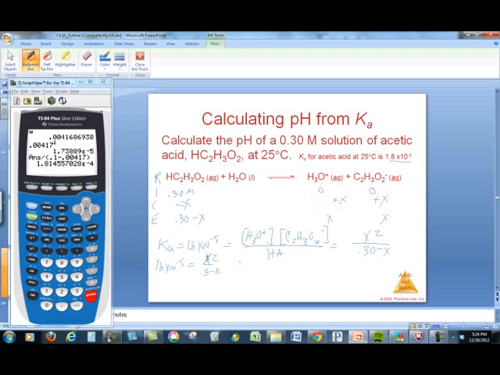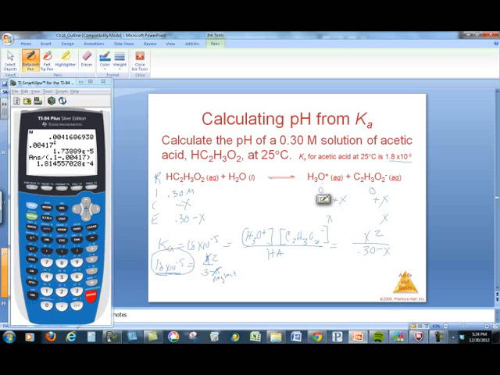And one of the things we can do is simplify this. This Ka is tiny, 10 to the minus 5, whereas this value here is 0.3. And what will happen is, if I multiply this X times 1.8 times 10 to the minus 5, I'm going to end up with a tiny number contributed by this X that will round to the same value it would be if I didn't use it. So I'm going to neglect the X, and I can only do that if this Ka is tiny. Now this Ka is really tiny, so I can do that.